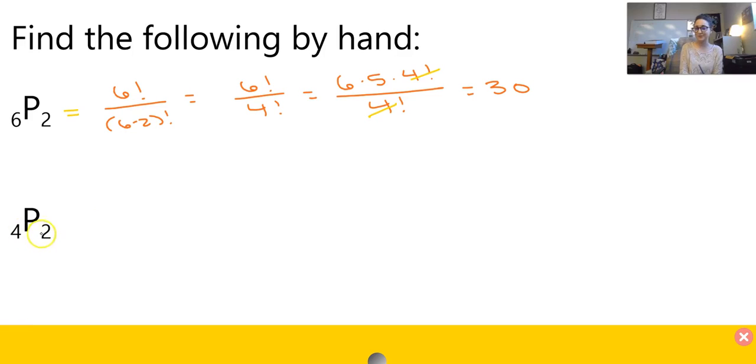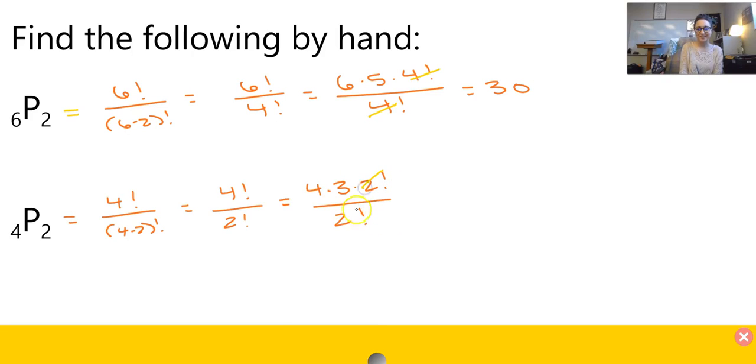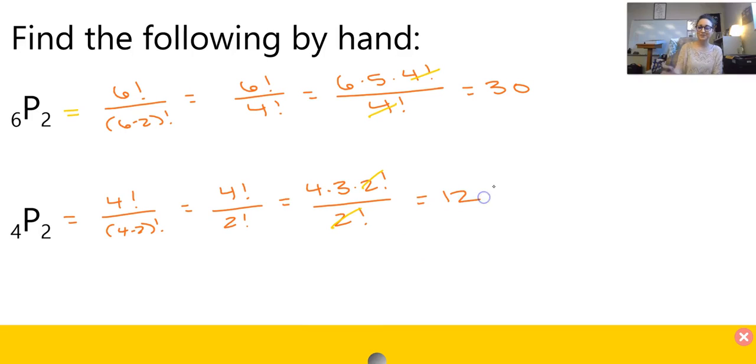Write 4P2. So this will be 4 factorial over 4 minus 2 factorial. So the numerator is 4 factorial, the denominator is 2 factorial. So I'm going to expand the numerator until I get to the denominator. So 4 times 3 times 2 factorial all over 2 factorial. Now these terms cancel, so all that's left is 4 times 3, which is 12.